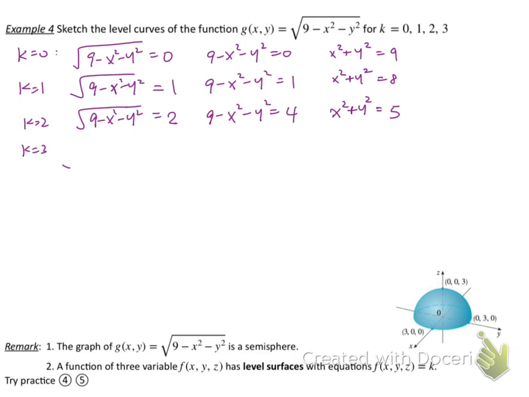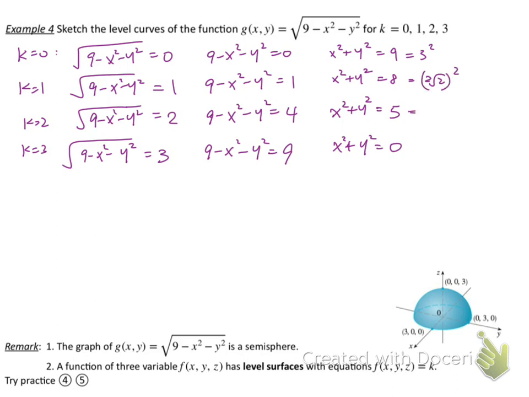Finally, when k equals 3, I have square root of 9 minus x squared minus y squared equals 3. Square both hand sides. 9 minus x squared minus y squared equals 9. 9 minus 9 gives me 0. Okay, these are all circles, with radius 3, then 2 radical 2, which will be 2.8-ish. This is square root of 5. I don't have better ways of writing it. Square root of 5 will be sort of 2.4, since 2.4 squared is 5.76, so yeah, close there. And this is, of course, 0 squared.